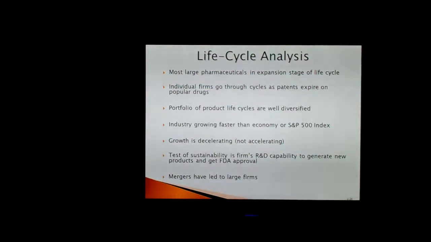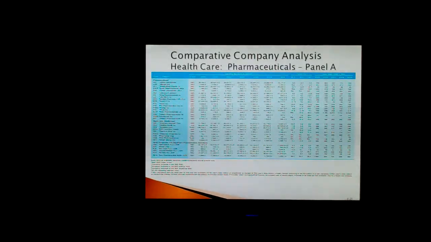Most large pharmaceuticals are in the expansion cycles of the life cycle analysis. Individual firms go through life cycles as patents expire on popular drugs. Portfolio product life cycles are well diversified for big firms like Pfizer. Okay, the industry is growing faster than our S&P 500 index. Growth is decelerating; it's slowing down, and a couple other things here. I won't focus on that. I'll let you do the reading. Okay.